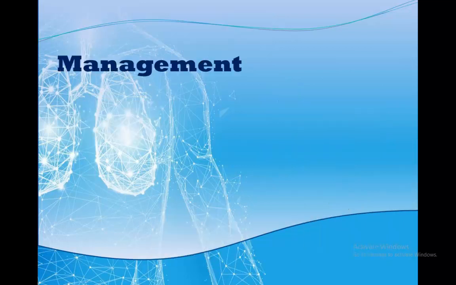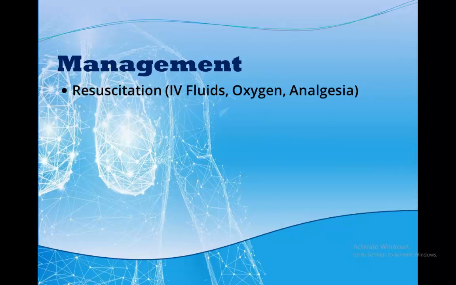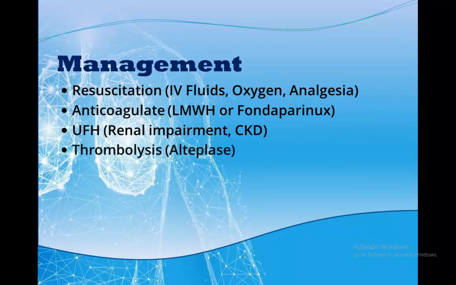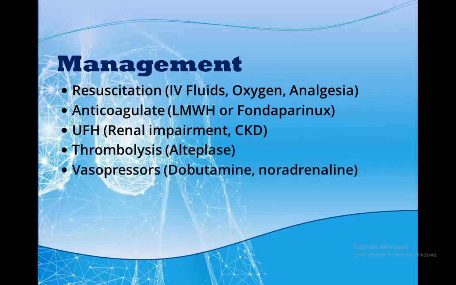In managing these patients, our mainstay treatment is anticoagulation, but first we must resuscitate them by giving IV fluids, oxygen if they're hypoxic, and analgesia for the pleuritic pain. For anticoagulation, we give them either a low molecular weight heparin or fondaparinux, and in cases of renal impairment and chronic kidney disease, we use unfractionated heparin. Thrombolysis is used if they're hemodynamically unstable, and if the blood pressure keeps falling after thrombolysis, we'll give them a vasopressor like dobutamine or noradrenaline.